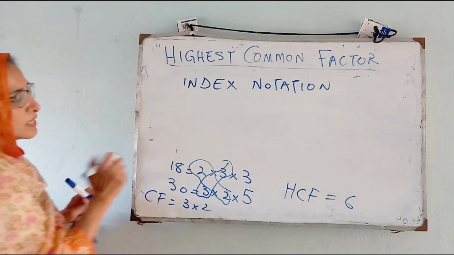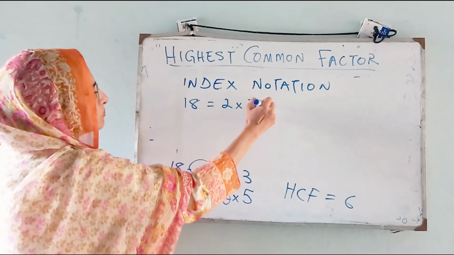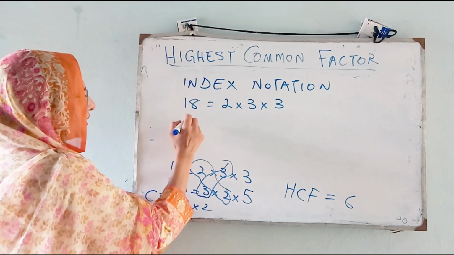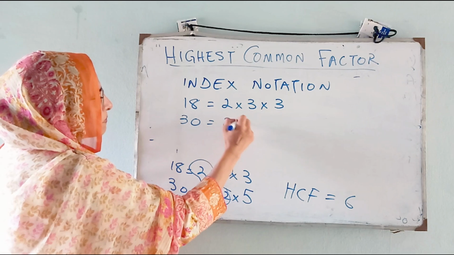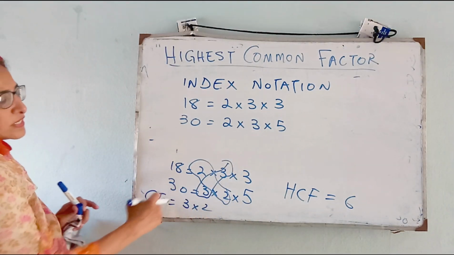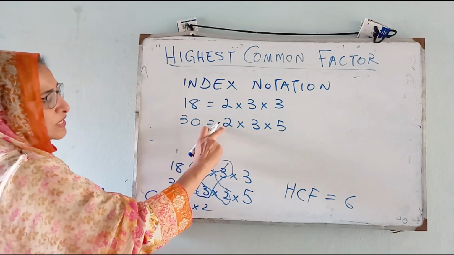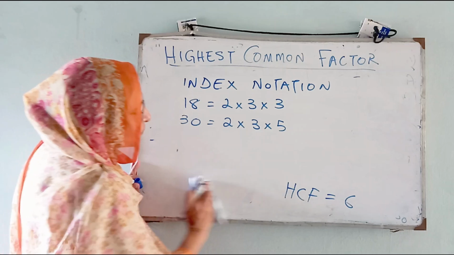The index means power. For 18 the factors are coming as 2 multiplied by 3 multiplied by 3, and the factors for 30 are coming as 2 multiplied by 3 multiplied by 5. I have just adjusted this number. This 2 I have written first, and then this 3. It is not going to make any difference.